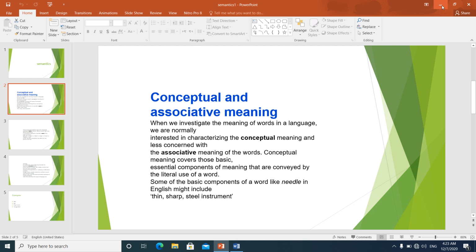A word like needle. This is found in your book. The word needle. If you look at its dictionary meaning, it is an instrument. Steel instrument. It is sharp and thin. I think you all know what is meant by needle, but it is associated with fear, right? But are you afraid of needles? Some of you are, some of you are not.